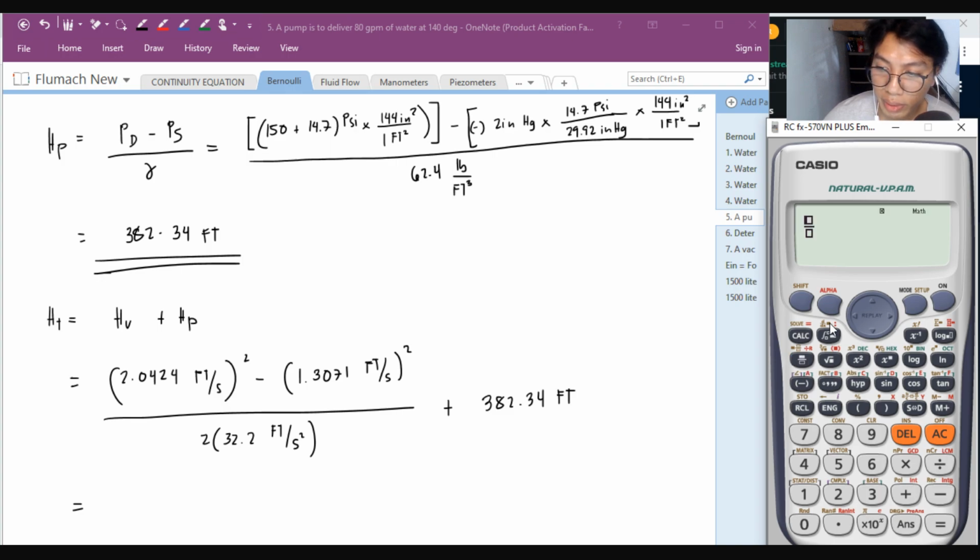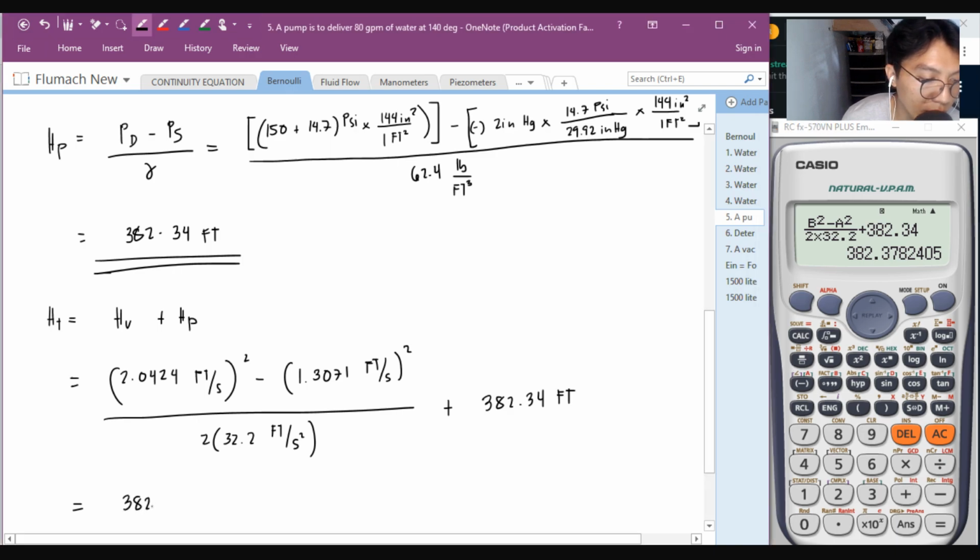So, dito tayo. Recall natin si B. Square the value. Minus, recall natin si A. Square the value again. Divide by twice times 32.2, plus 382.34. The answer is, yun lang nadagdag, 382.37. That is for problem number 5.